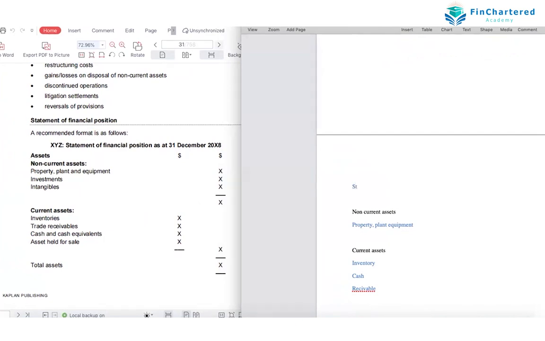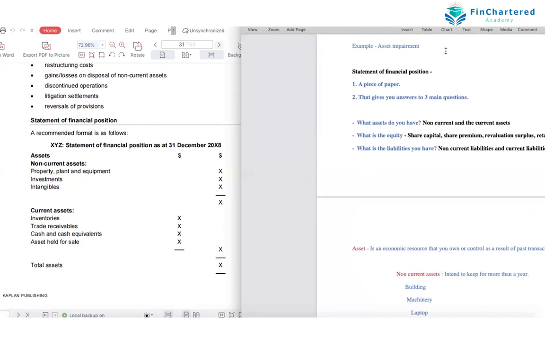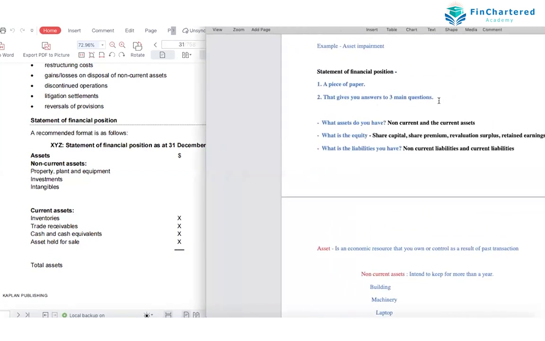Then again, remember, this is the statement of financial position. Then what do you have? Go back to my answer on statement of financial position. I said it's a piece of paper that gives you answers to three main questions. First question we have answered. What assets do you have? Both. We've talked about the non-current assets and current assets.